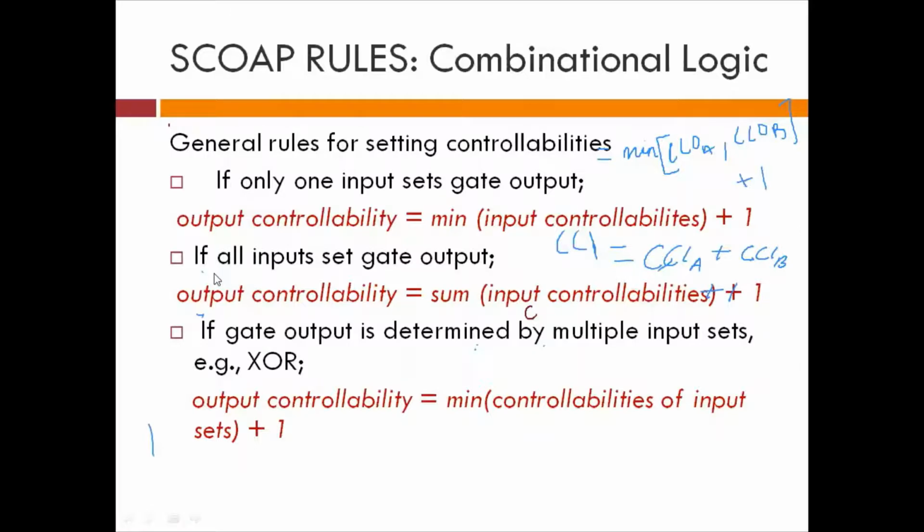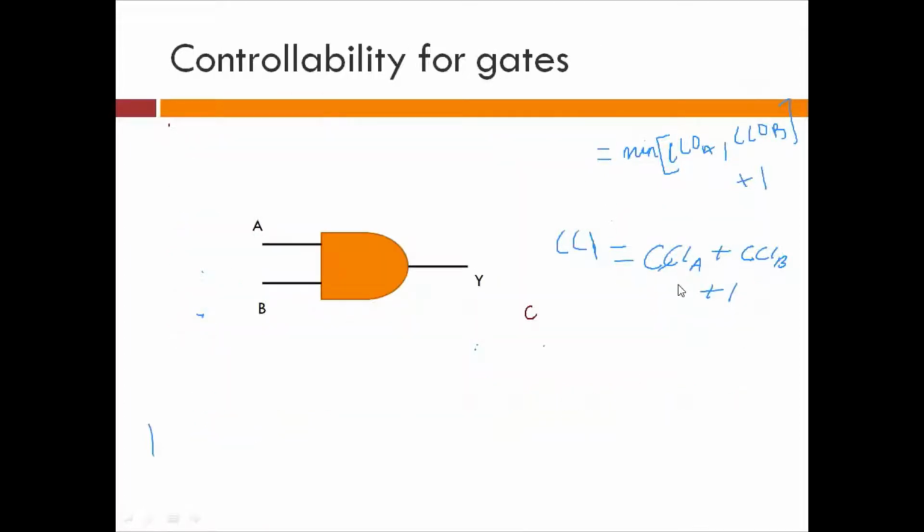And the second rule says that if all the inputs are required to affect the output or change the output, then output controllability is equal to the sum of the input controllabilities of all the inputs plus 1. So this is what we have done in that case. I hope we are clear about the rules. Next is if the gate input is determined by multiple input sets. We'll clear this also. We will do the XOR gate, so we'll do that also. Let's move next.